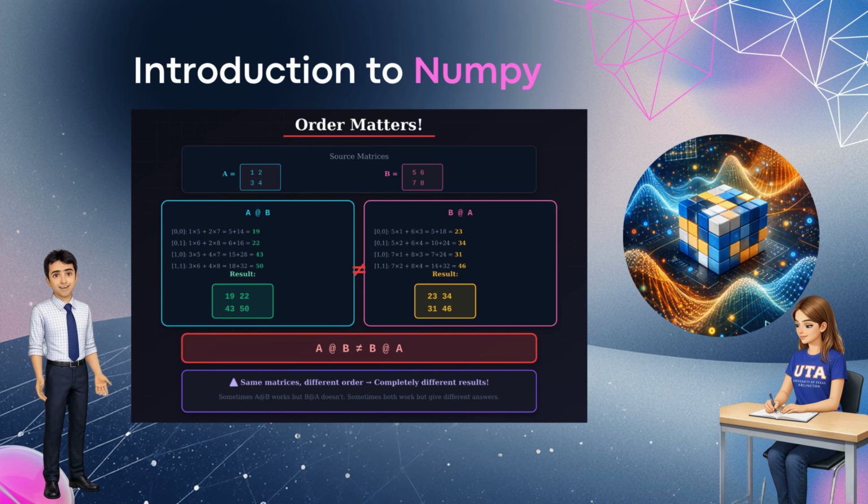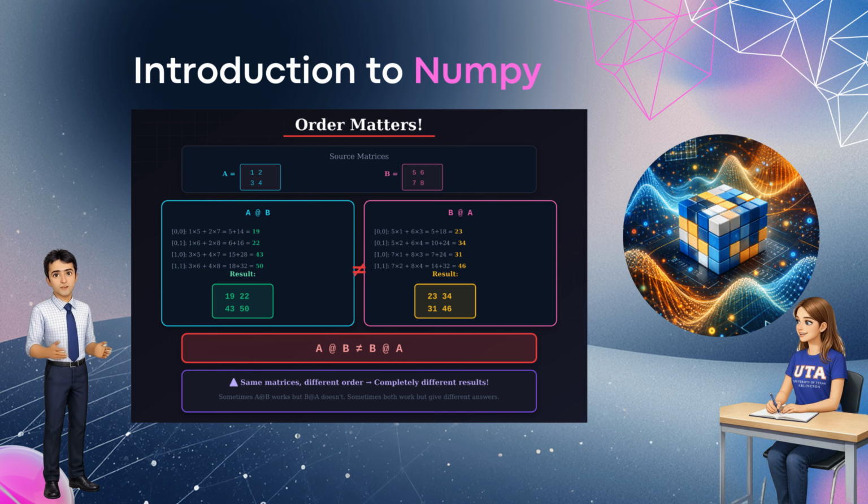Let me work through a concrete example with actual numbers so you can see the full process. Matrix A. First row is 1, 2. Second row is 3, 4. Matrix B. First row is 5, 6. Second row is 7, 8. First, let's verify we can do this multiplication. A is 2 by 2, 2 columns. B is 2 by 2, 2 rows. The inner dimensions match, so we can proceed. The result will be 2 by 2, meaning we need to calculate 4 values. Let's calculate A at symbol B.